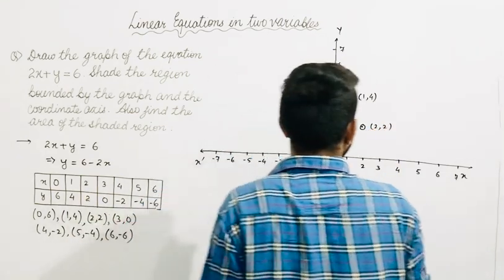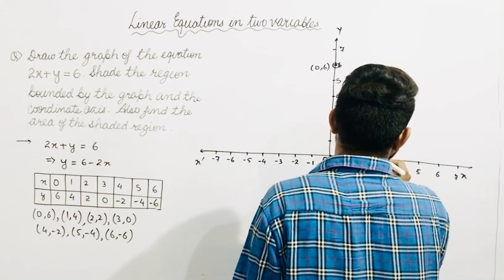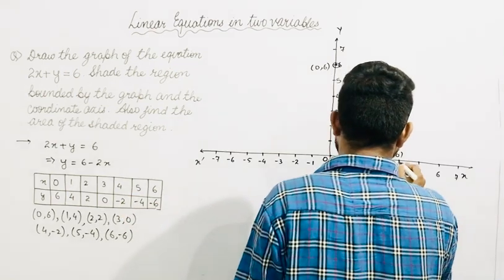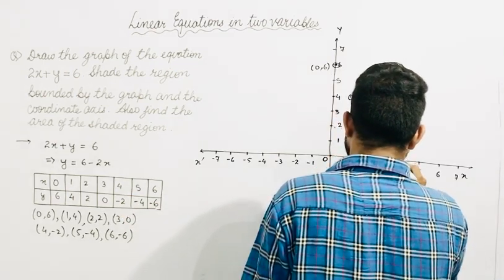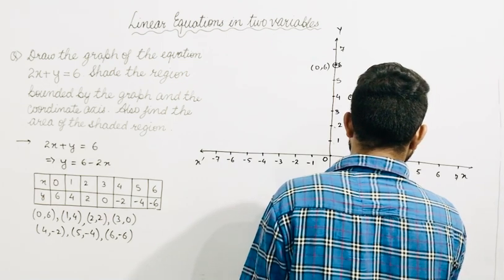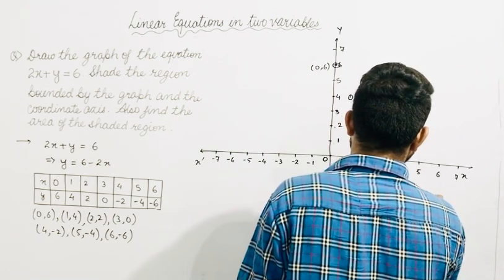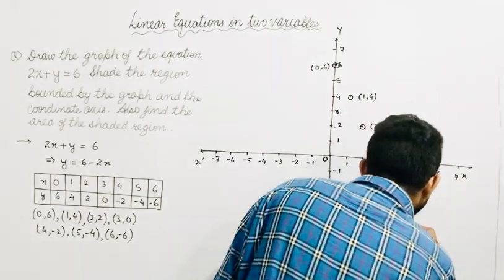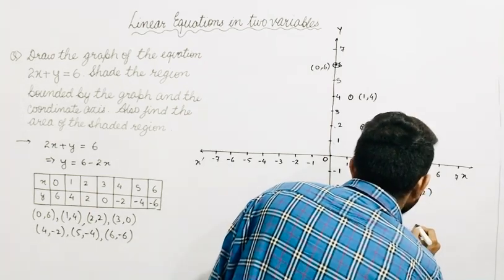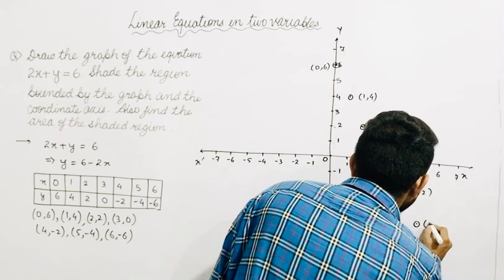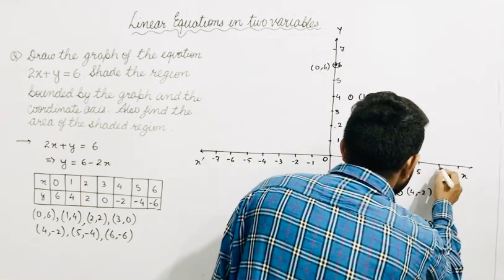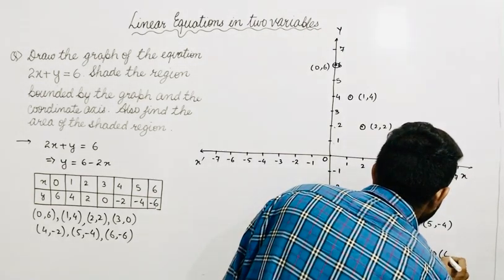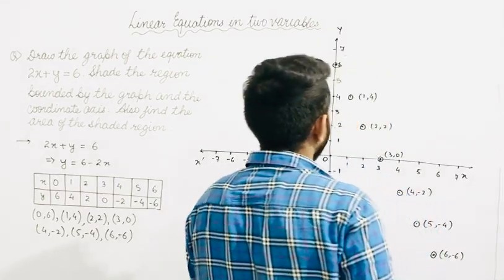The next point is (3, 0). Stand on 3 and it is 0, so you will be here only. It is (3, 0). The next is (4, -2). Stand on 4 and move till minus 2. So this is (4, -2). The next is (5, -4). Stand on 5 and move till minus 4. So this is (5, -4). Next (6, -6). So this is where it is. So these are the points which have been located.